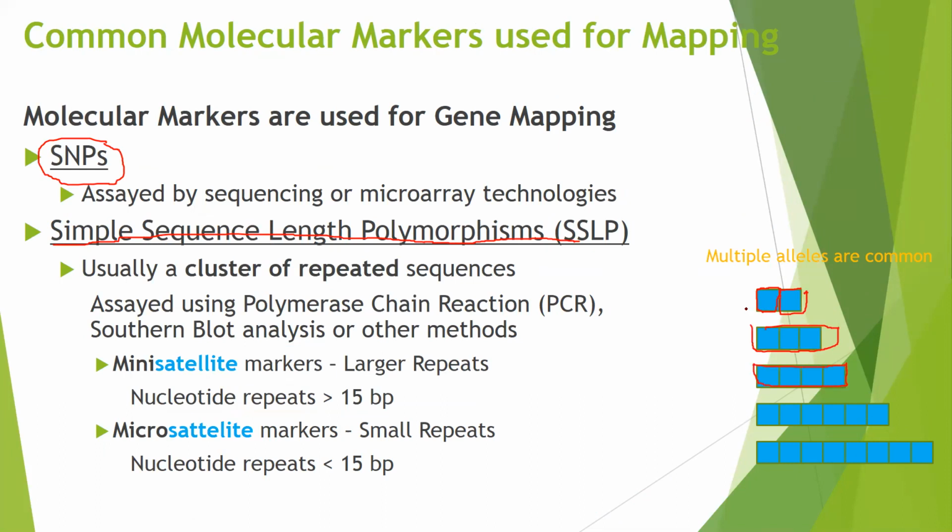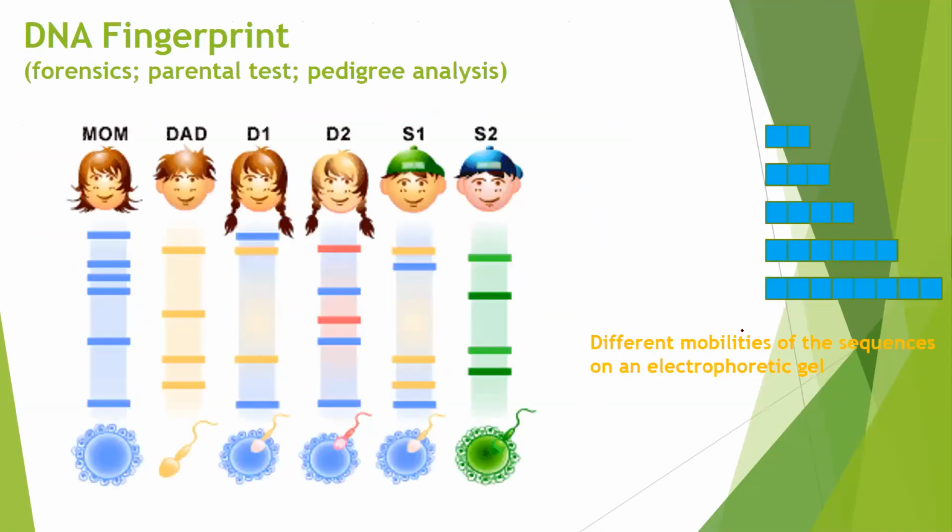And if the repeat numbers are different, you can imagine the molecular weight should be different, right? So if you run the gel, you're going to see different bands. So this is a very useful DNA marker that we can use for genetics study. These DNA markers are also called a fingerprint. We can use these markers in forensics or for the parental test or the pedigree analysis.